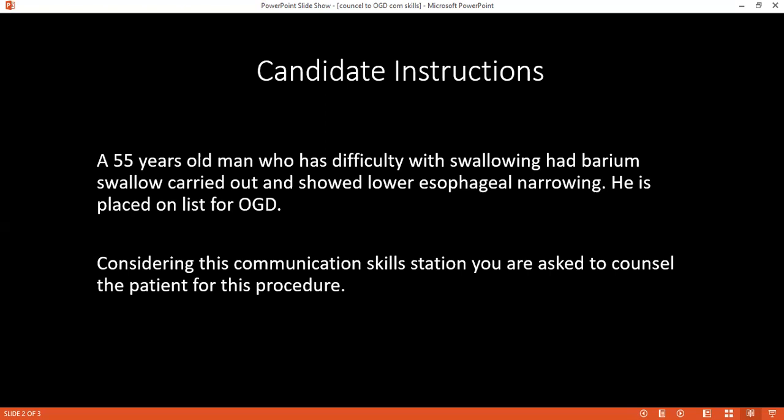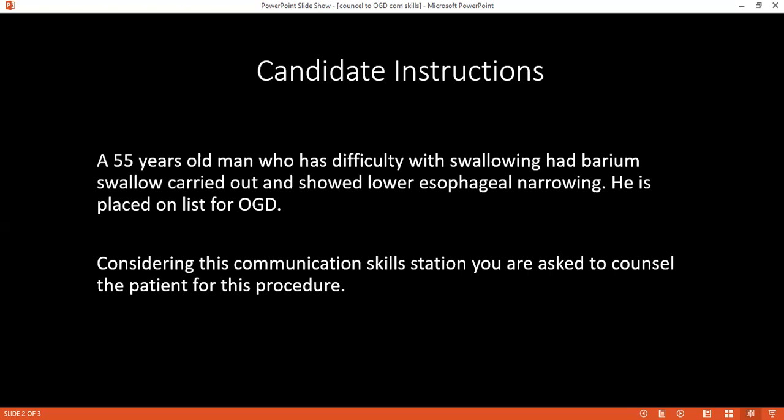Would you please tell me, do you know anything about this? Oh, I heard this. There is a pipe which will be put down through my throat. I'm really scared about it. Okay, I will take it from here. This is actually called oesophagogastroduodenoscopy. OGD stands for this.